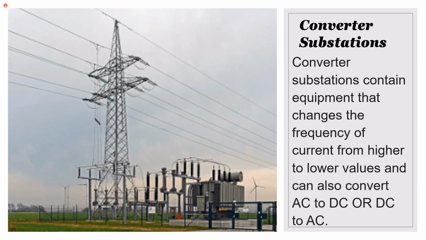However, these facilities are used quite in a number of places in areas such as Europe. Let me explain quickly. A converter substation has equipment that can change frequencies, right? Now, for it to change frequencies, what it would need to do is to convert it from AC to DC, and then from DC to AC.